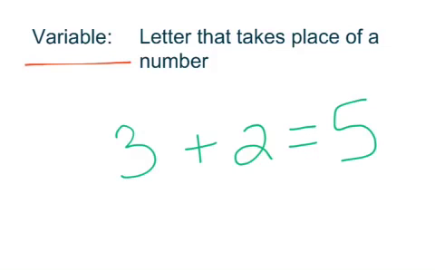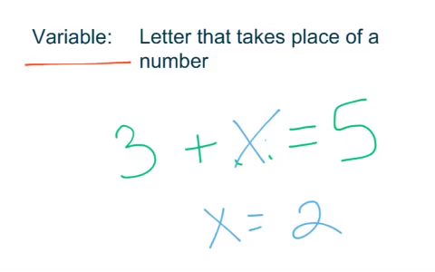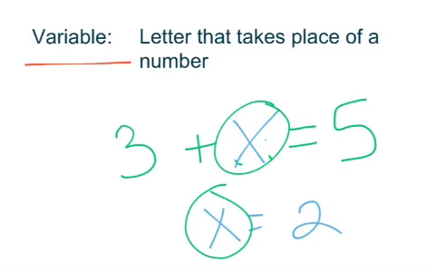When writing and understanding algebraic expressions, you need to understand the word variable. A variable is any letter that takes the place of a number. So if I had 3 plus 2 equals 5, I could change 2 to a variable, let's say x. 3 plus x equals 5, and we have to find what x would be. So in this case, our variable is the x, the letter taking place of the number in an equation.